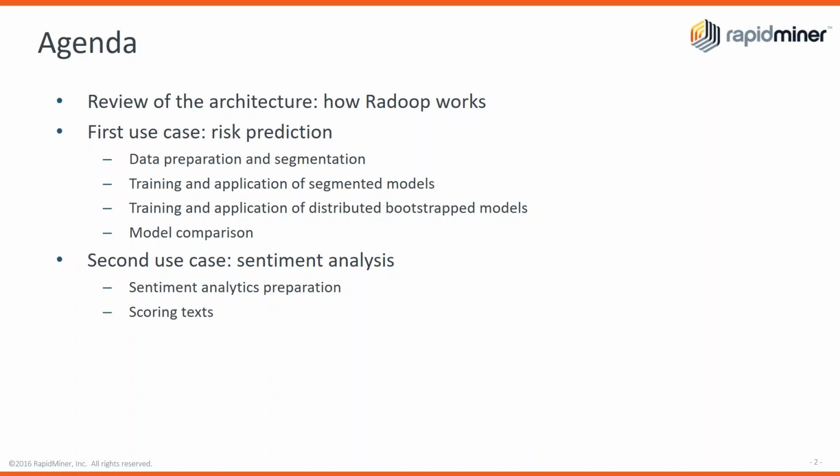And then we will go through a couple of use cases and see how specifically SparkRM and in general Hadoop helps with that. The first use case will be based on risk prediction, but more specifically we'll see how this SparkRM feature will help during the data preparation phases and training and application in different ways with segmented models or with bootstrap models. And then we'll also review a second use case, which is sentiment analysis, or more specifically also text analysis.